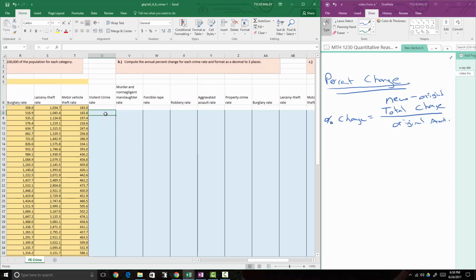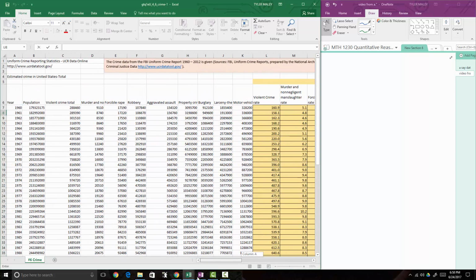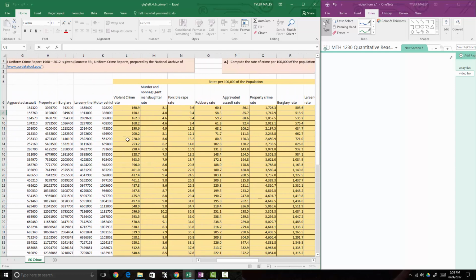All right, so let's think about how to calculate this. So for the violent crime rate, what we would want to do to calculate this is we're trying to calculate the percent change of this.